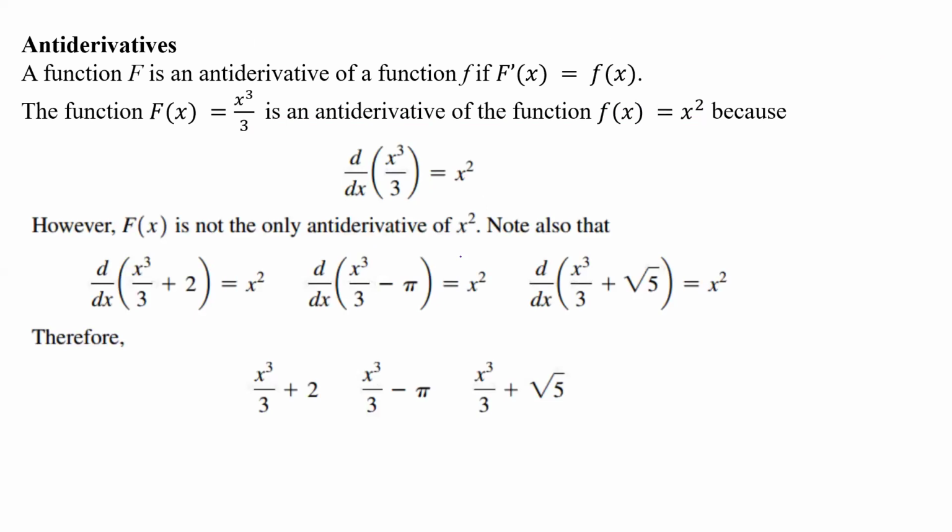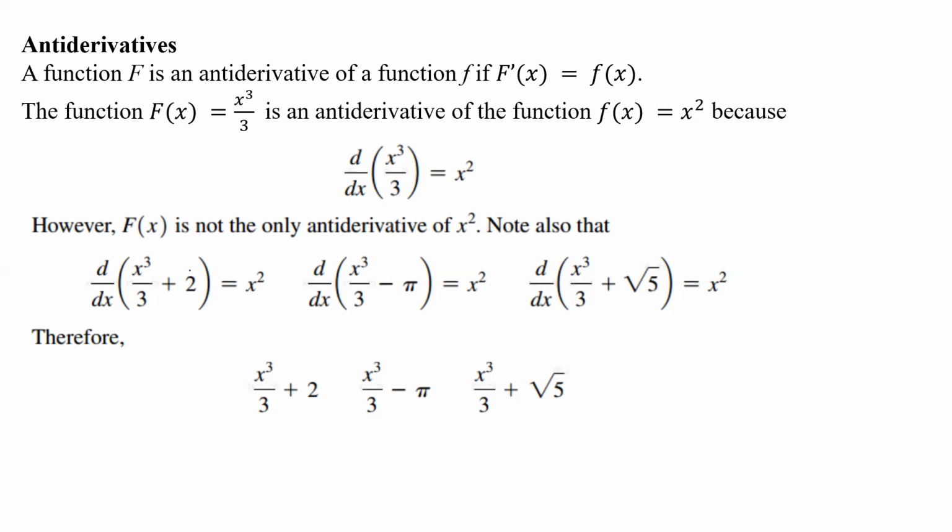Well, a function big F is an antiderivative of a function little f if F prime is equal to f of x. Now, the function big F of x equals x cubed over 3 is an antiderivative of the function little f of x equals x squared, because if we take the derivative of x cubed over 3, remember we'd bring down the 3 and subtract 1, and then 3 divided by 3 is 1, and we have x squared. However, capital F of x is not the only antiderivative of x squared.